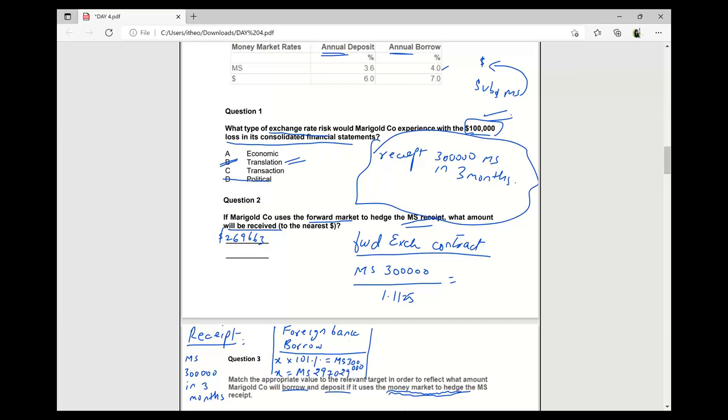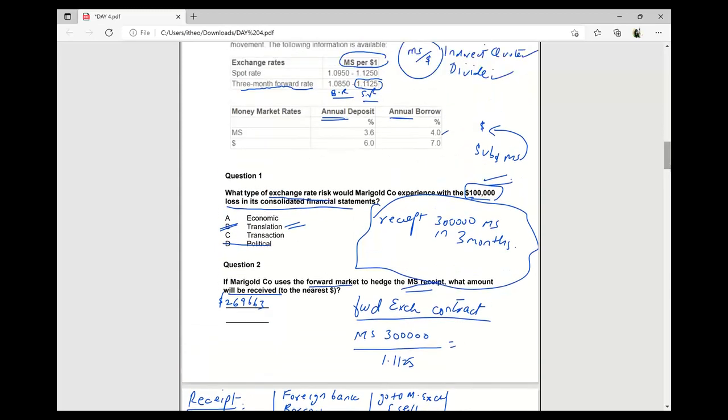Borrow this. Then, when you borrow this amount, the next step of money market hedging in receipt says, go to the money exchange and sell this currency. You get 297,029 shillings. He will give you dollars. How much dollars? You are selling, so divide by the selling rate.